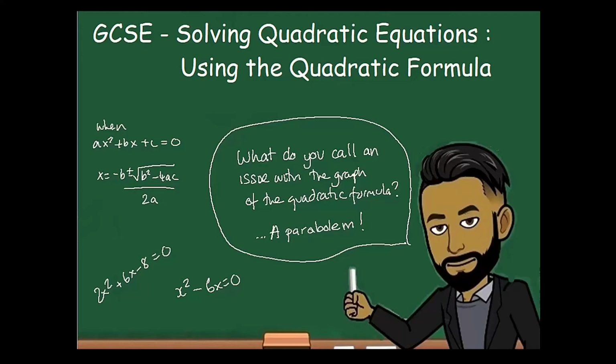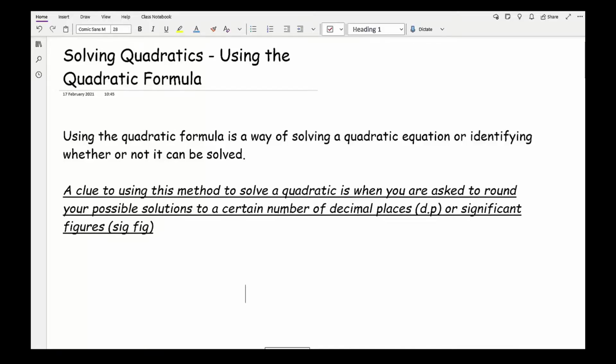So in this next installment on quadratic equations, we'll be focusing on how to solve a quadratic equation using the quadratic formula. Now, using the quadratic formula is a way of solving a quadratic equation, or at least identifying whether or not it can be solved. The biggest clue for using this method is when you are asked to round your possible solutions to a certain number of decimal places or significant figures.